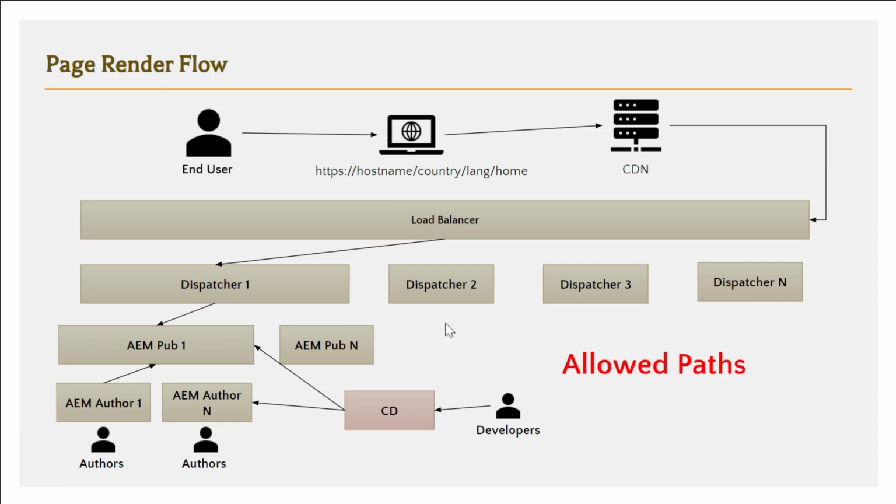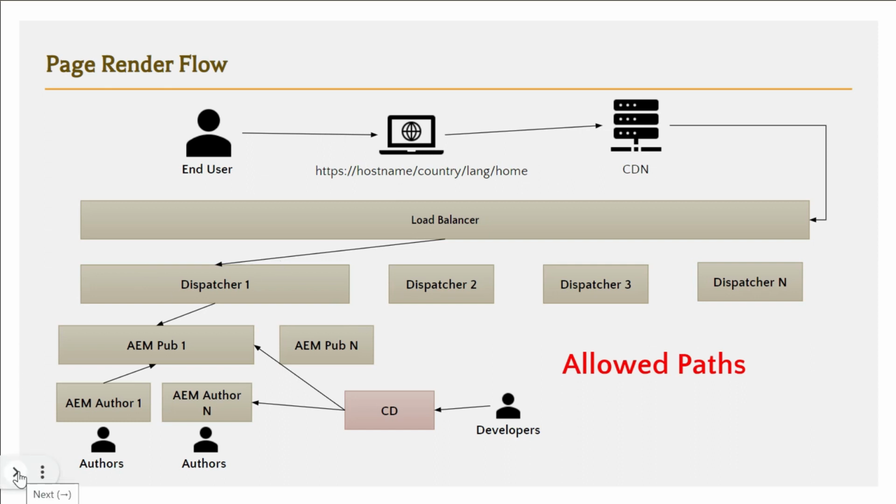Then the second purpose is to define the allowed paths. For example, there could be certain paths which the end user should not be querying, maybe for security reasons, right? So what are all the paths which the user can request? Those can be defined as part of the dispatcher, and any other paths, if requested, will give a 404 error. That is how we define these allowed paths in the dispatcher, and that is another purpose of it.